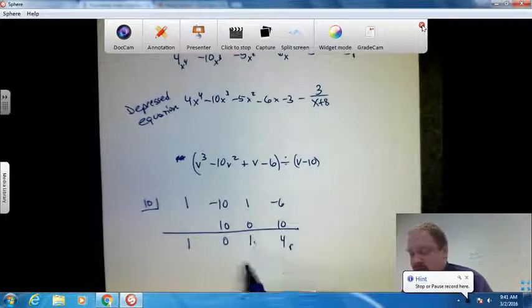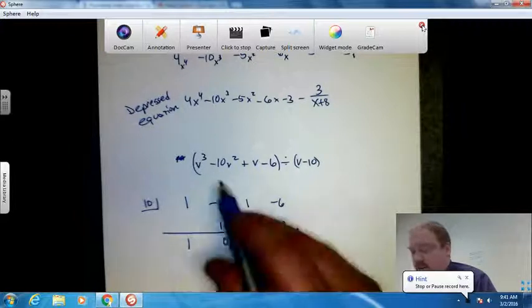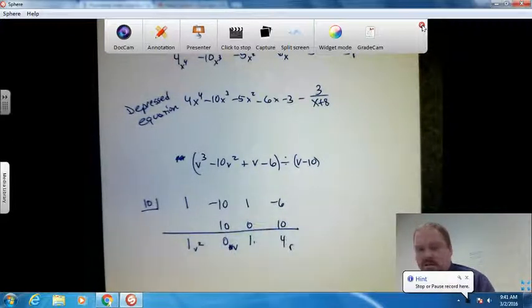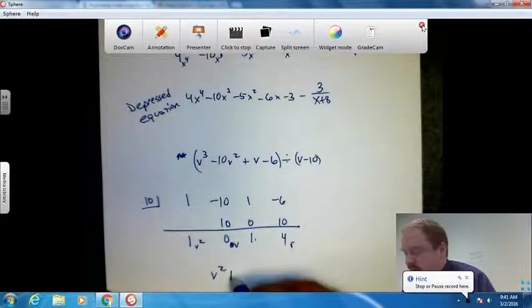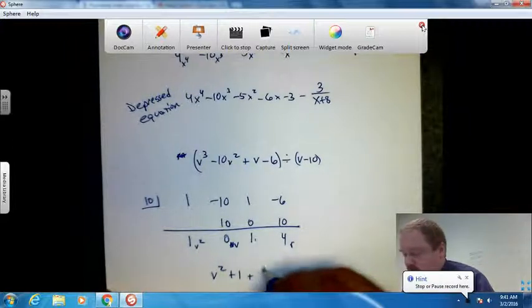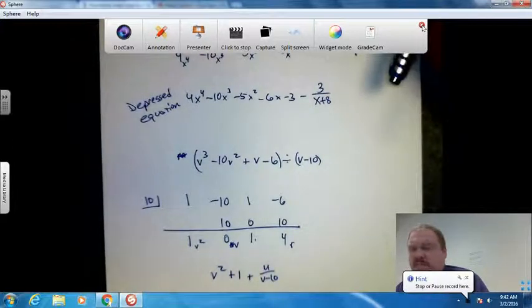This is the number without an x. This would get x, or in this case v. And this would be v squared. So my new equation would be v squared plus 1, and then since that's plus 4, 4 over v minus 10. Okay. And that's what we need to know.